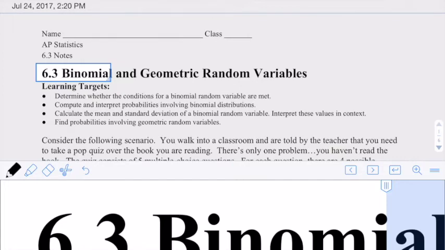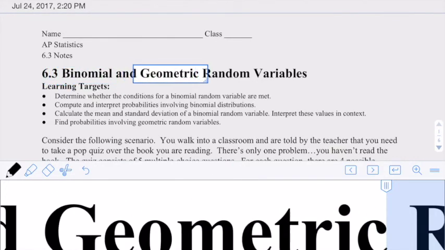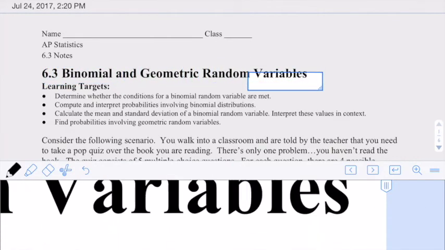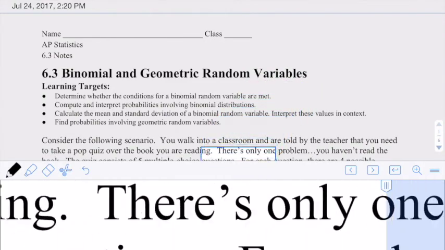Now we're on 6.3, which is binomial and geometric random variables. Okay, I really like this section, so hopefully you guys like it too.